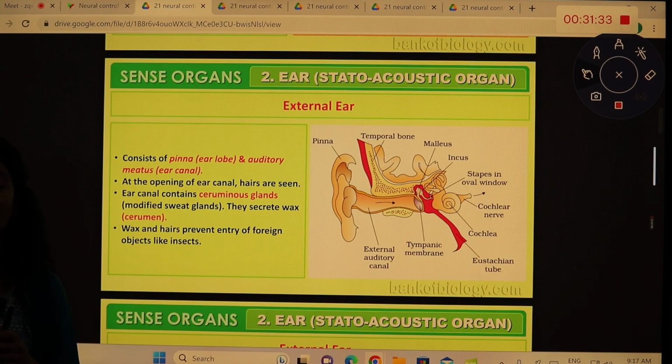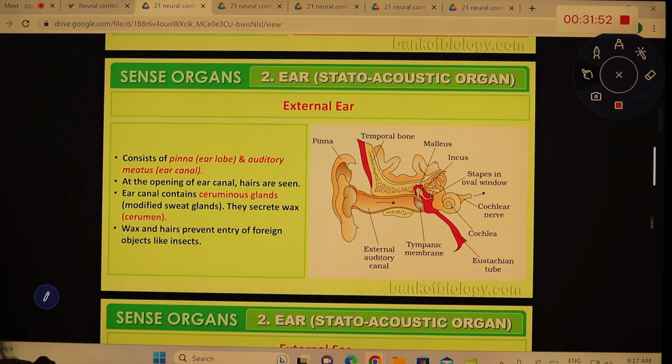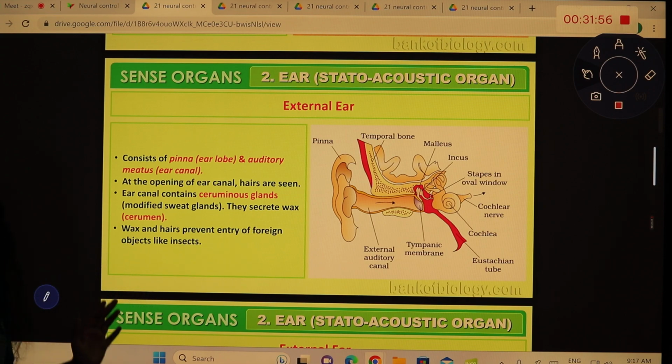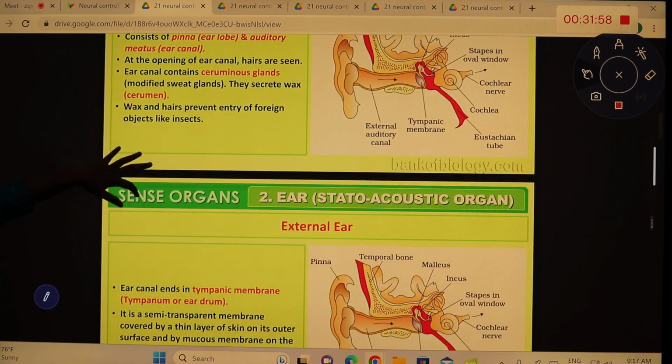That is why you should not put very sharp objects into your ears. Why? What will happen? It might affect your eardrum. Up to 2 or 3 years, doctors tell you not to even clean your ears using those buds. Sometimes by mistake the bud will go in and affect your eardrum also. So you can use a soft cloth instead. That's what they say. So wax and hairs prevent the entry of foreign objects like insects. So that's your external ear.